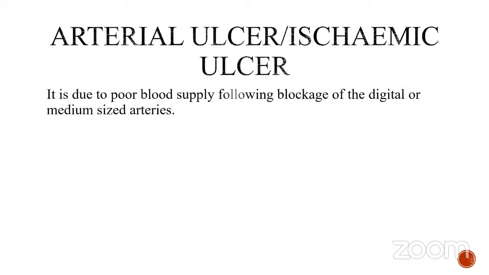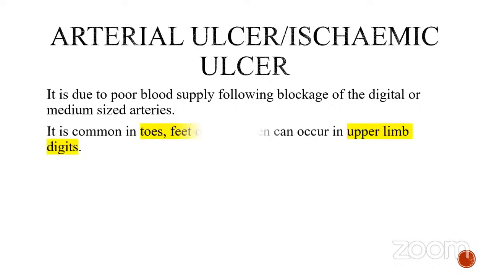So the first one is arterial ulcer or ischemic ulcer. It is due to poor supply of blood following blockage of the digital artery or any medium-sized artery. We know if an artery is blocked due to any cause, it will lead to ischemia, and ischemia will lead to death of tissue. So that will lead to an ulcer. This is how an arterial ulcer will form.